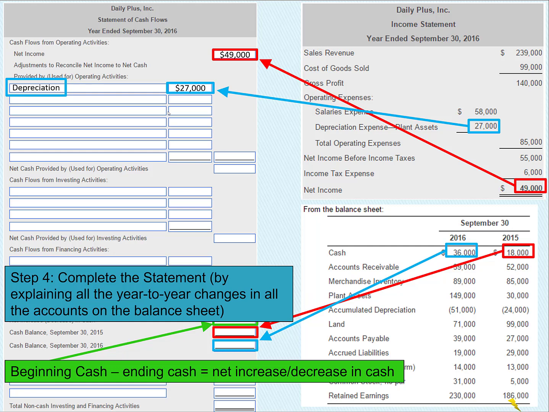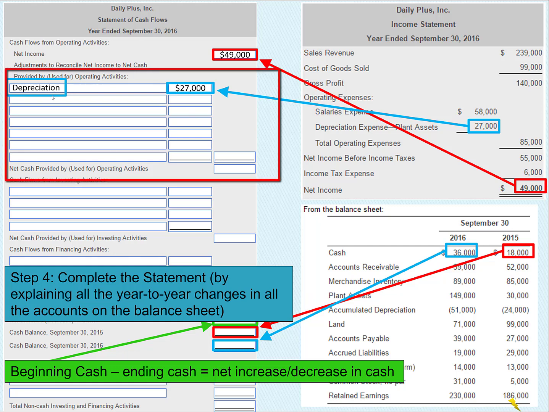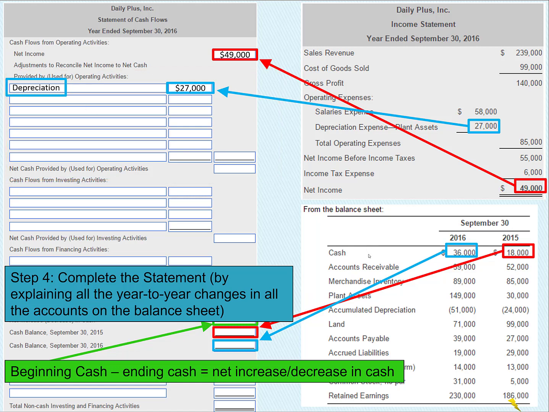So here's an example. Well, first of all, let's talk about the operating activity section. Besides depreciation, gains, and losses, what else goes in the operating activity section? Changes in current assets and changes in current liabilities. So let's take a simple example of inventory. Inventory is a current asset, so the change in inventory is going to go here in the operating section. But let's look at inventory.